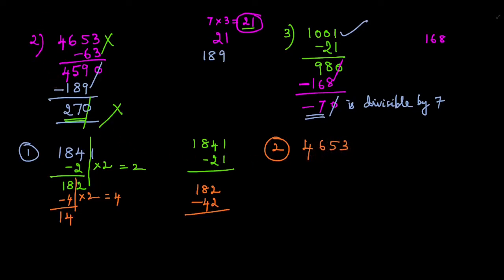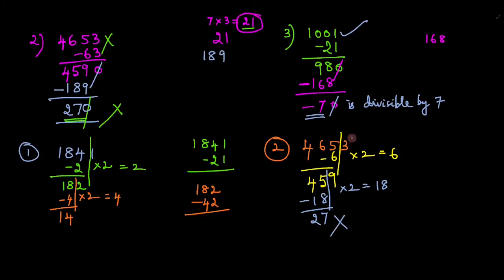4653. How do we use this rule? Separate out the units place digit, multiply by 2, and subtract from here. We get 9 here, 5, then 4. Separate this units place, separate this 9, take 2 times, that is 18, and subtract from here. So we get 7, 2, 27. 27 is not divisible by 7, so this is not divisible.